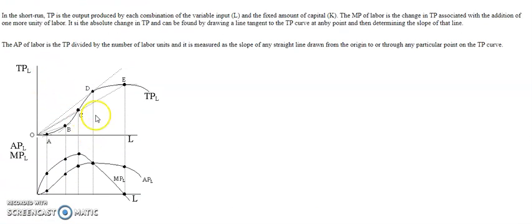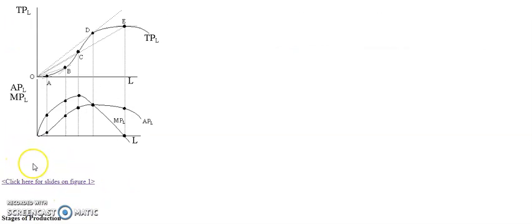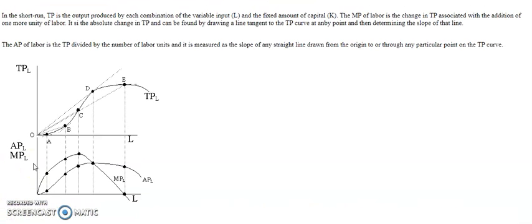Here in the diagram, the x-axis represents labor, and the y-axis represents total product of labor in the first figure. In the second figure, the y-axis represents the average product of labor and the marginal product of labor. Total product of labor is in the upper part of the figure, and the bottom part represents the average product and marginal product of labor.